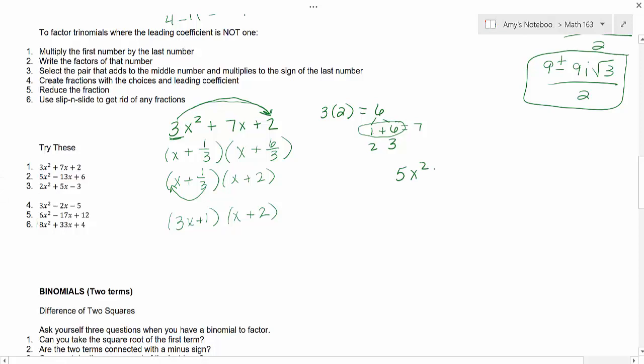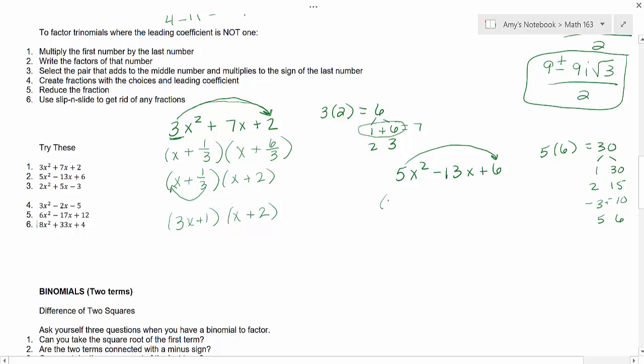We have 5x squared minus 13x plus 6. So if we slide this over, 5 times 6 gives us 30. Factors of 30. 1 and 30, 2 and 15, 3 and 10, 5 and 6. We want to select the pair that adds to the middle number. So -3 plus -10 would give me a -13 in the center. And -3 times -10 would also give me a +30.